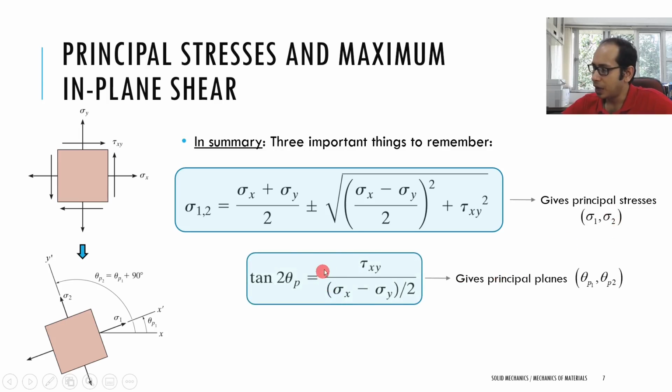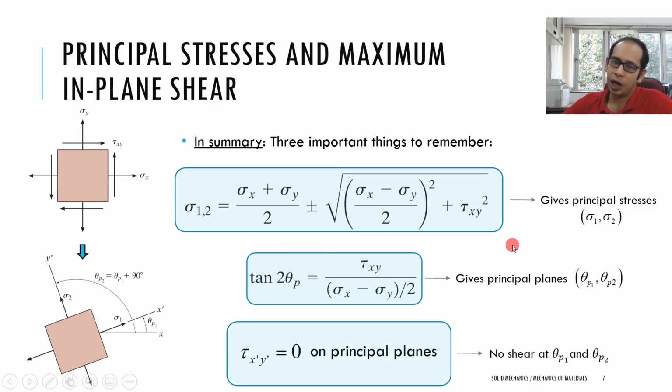Also, how do we get this angle over here? We simply substitute this in this expression. You will get theta p1, and 90 degrees plus theta p1 equals theta p2. So this gives you the principal planes, and lastly your tau x prime y prime was 0 on the principal planes over here. Now with this, what did we get? We got that if you take an element and rotate it about a particular angle, theta p1 or theta p2, you only have the principal stresses and no shear stresses.